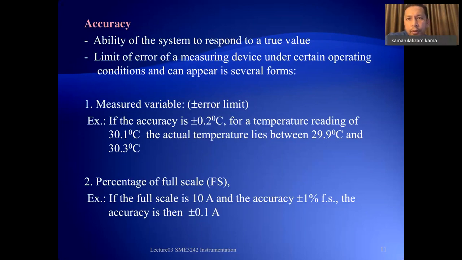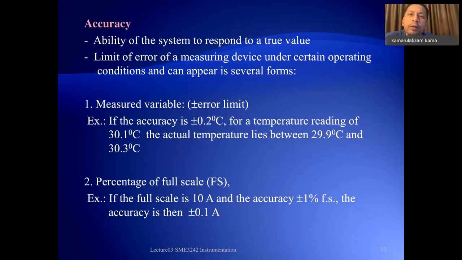The first one is measured variable plus minus the error limit. So in this case, if the accuracy is plus minus 0.2 and the current reading is 30.1, the actual reading is between 29.9 and 30.3. So in this situation, you have to spell out the true reading in two terms, because you have a plus minus value there. For the actual value that you are reading from your instrument, you have to consider the error of plus minus 2 degrees Celsius. So how you state the error, you can state it in the same unit as what you're reading.